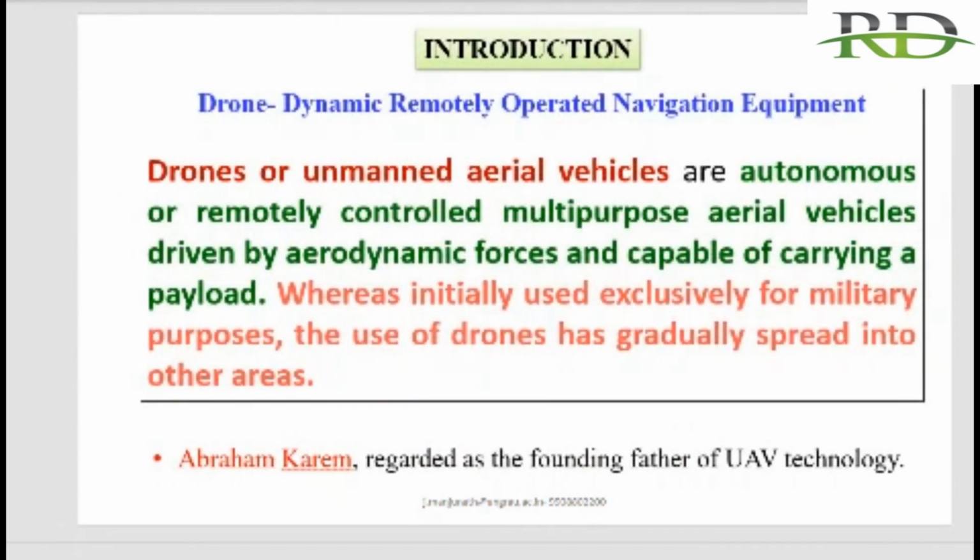What is a drone? A drone is nothing but a dynamic, remotely operated navigation equipment. Drone is also the name of a small insect, the honeybee. The worker bee is called a drone.